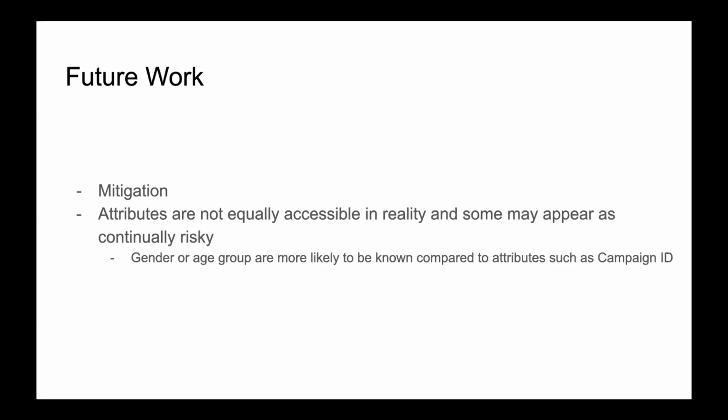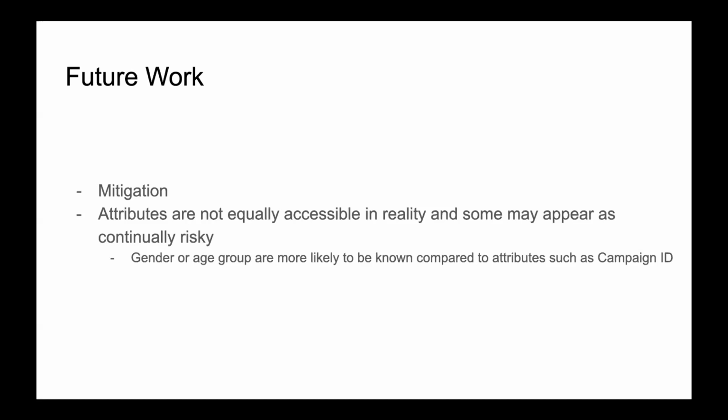Another suggestion here is that attributes are not equally accessible in reality. That is, it is easier for me to identify a gender or age group as compared to a campaign ID. Therefore, instead of assigning equal weights to the attributes, we can calculate the weighted average instead of the normal average that we are calculating right now.